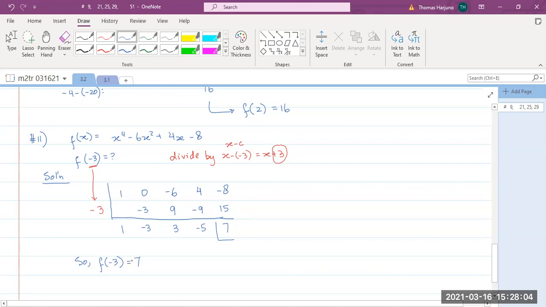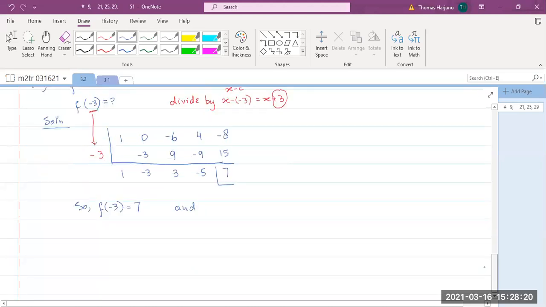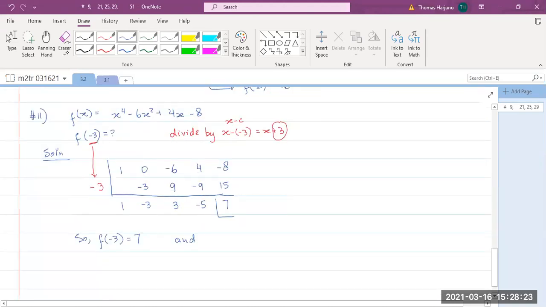Instead of plugging negative 3 into the polynomial, we use synthetic division to find f(negative 3). But I want to point out that we get something else here. This is the same procedure we would do if they had asked us to divide x to the fourth minus 6x squared plus 4x minus 8 by x plus 3.